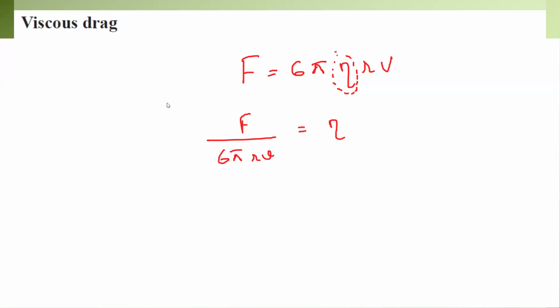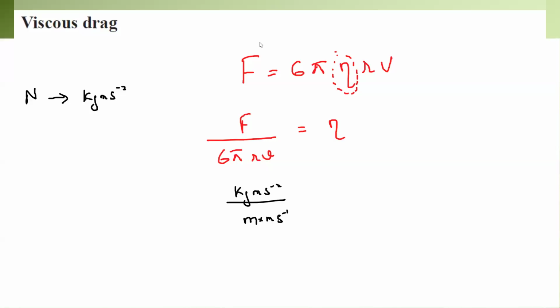What is the unit of the force? The unit of the force is Newton. But what is the base unit? Newton itself is kilogram meter second raised to power minus 2, because force is mass into acceleration. 6 is a constant, a number, no unit. Pi is again a constant, no unit. R is a radius, so the unit is meter. V is a speed, so the unit is meters per second.